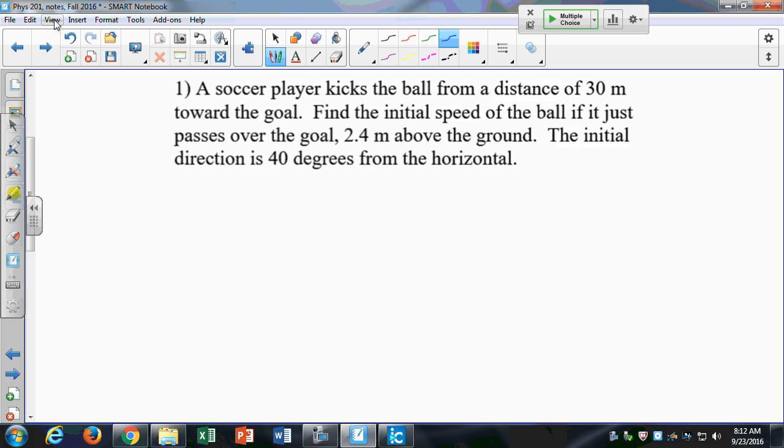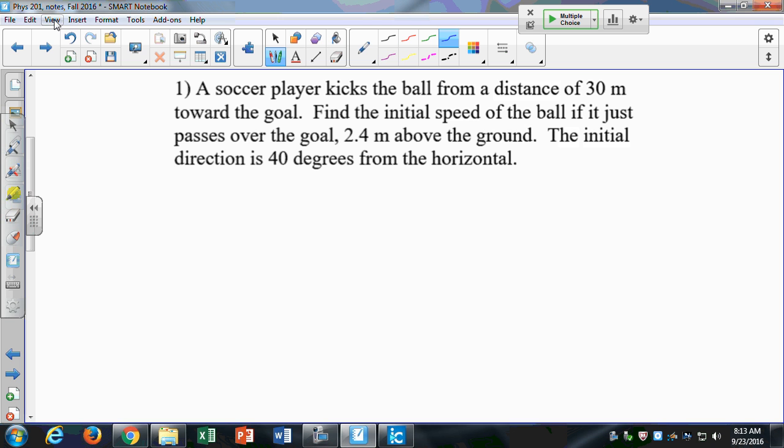So here a soccer player kicks the ball from a distance of 30 meters towards the goal. And I want to find the initial speed of the ball as it passes over the goal just 2.4 meters above the ground. The initial direction is 40 degrees from the horizontal. So whenever I encounter a problem, I always like to draw a picture. It helps me to sort of keep track of what I know and what I don't know, and just get an idea about what the situation is.